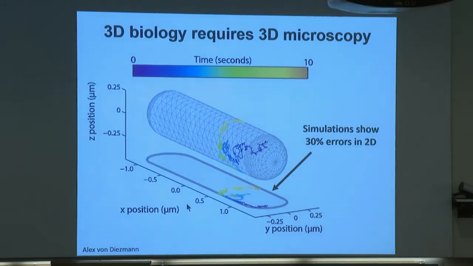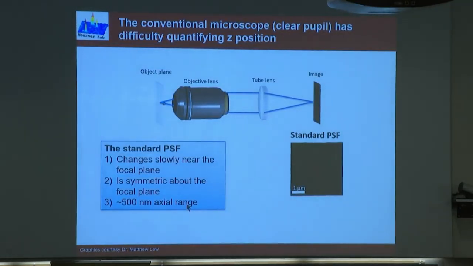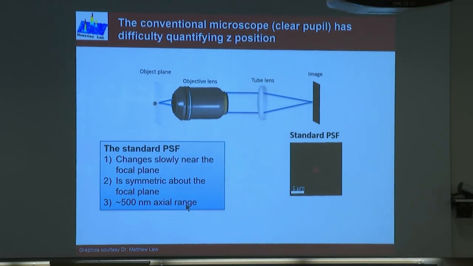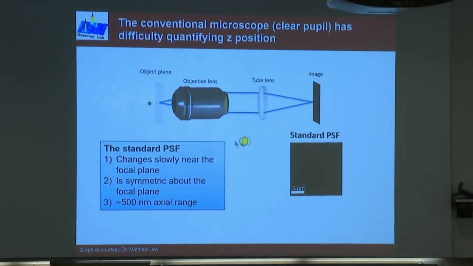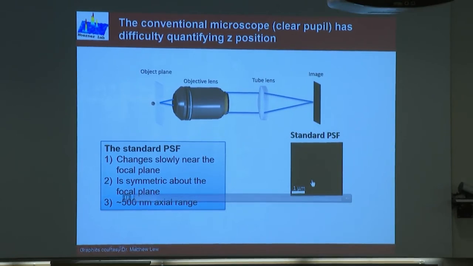Well, what you have to do is think about the microscope. Think about the light going through the microscope. There's a number of different solutions to this, but I'm going to talk about our way of doing it. For a conventional microscope, here where the object is moving in the Z direction, you see that at one position it's in focus and you see a nice tight spot, but then you don't see anything after that.